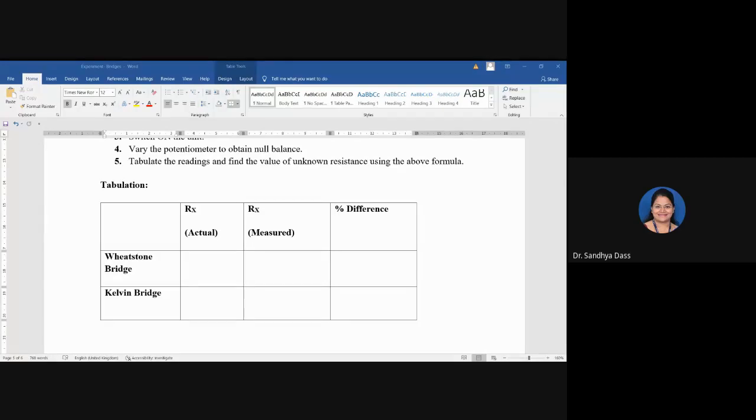Can anyone speak up? You can unmute and ask questions if you have any doubts. 95 of you are here. No doubt? Okay, 1 minute, 1 minute.